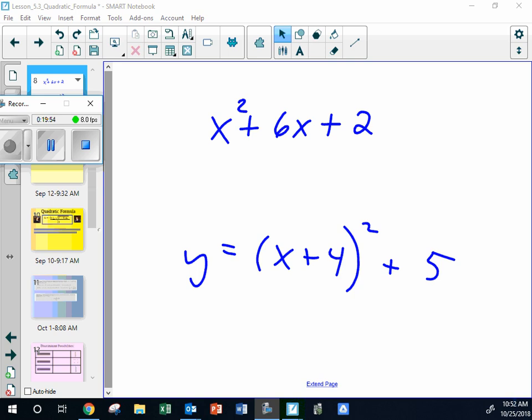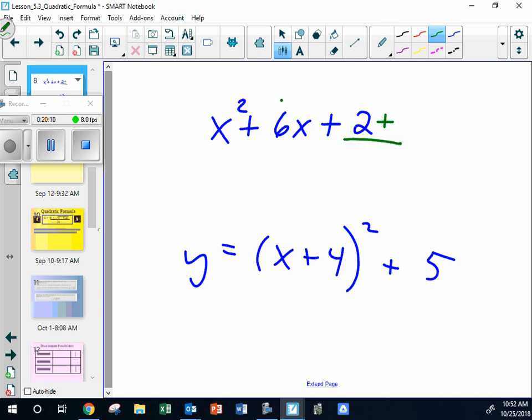Okay, kids are feeling confident from my question. Do you feel confident? All right, so half and square. Half of 6 is what? 3. And then 3 squared is 9. And so wouldn't it be nice if this was a 9? But it's not a 9. So what should I add to it? So it should be a 9. 7. If I add 7 and then subtract 7.